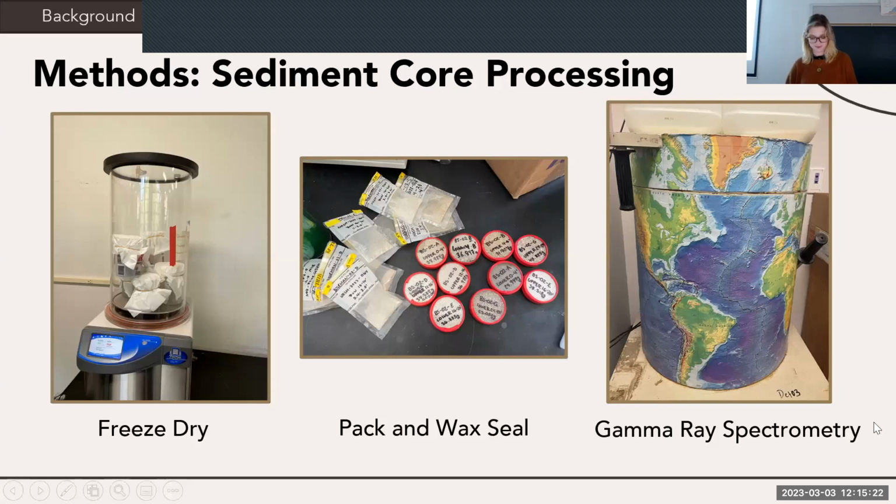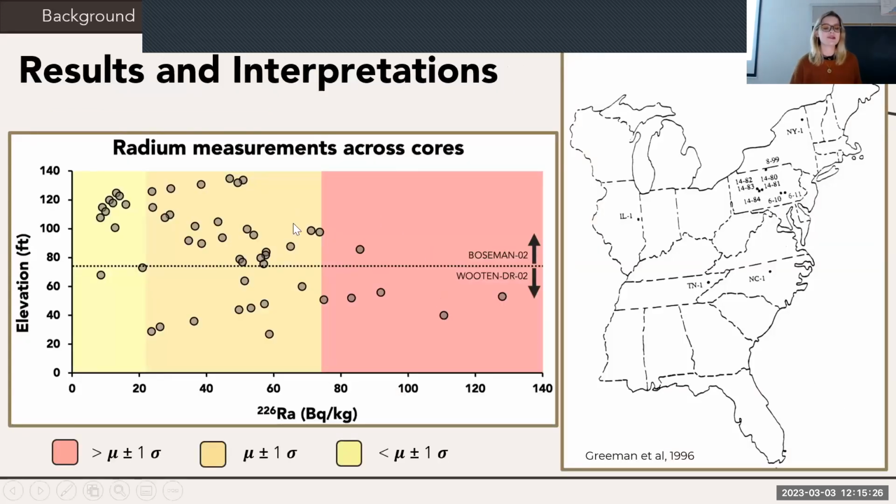So I'll talk you through this really quickly, but my 2 cores didn't overlap in elevation, but they went up pretty much right up against each other in elevation. So it was great because I was able to see a wide range of elevations by comparing the 2. So I was able to stack them on top of each other. And so elevation is here, and each of these are my radium-226 measurements. And so each one of these is a little baggie or a sample that I ran.